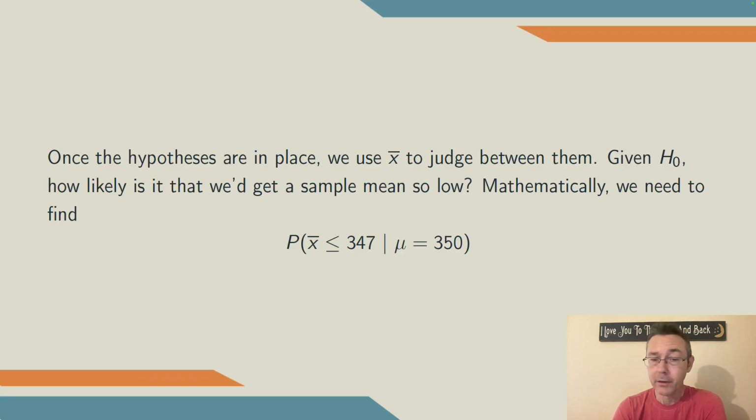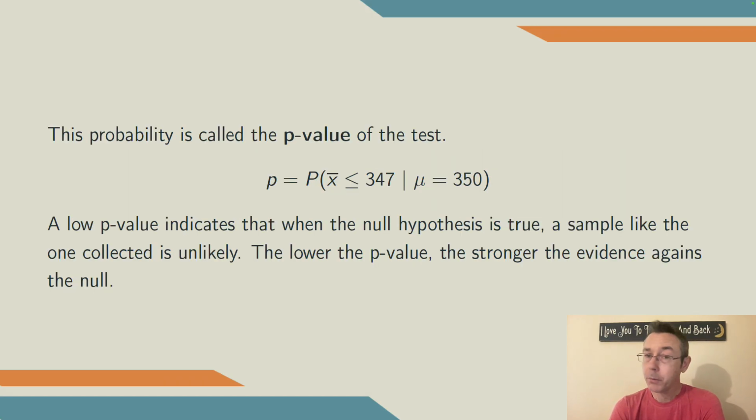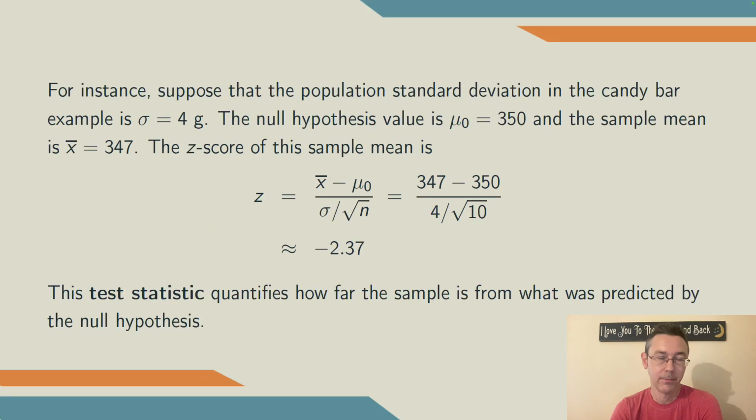So remember, the population mean of 350 is assumed, that's the null hypothesis value, so we just take it for granted when we're doing these calculations. This probability that we're going to eventually get is called the p-value of the test. And a low p-value indicates that when the null hypothesis is true, a sample like the one we got is actually very unlikely. So in that sense, a low p-value gives you stronger evidence against the null hypothesis and therefore in favor of the alternative.